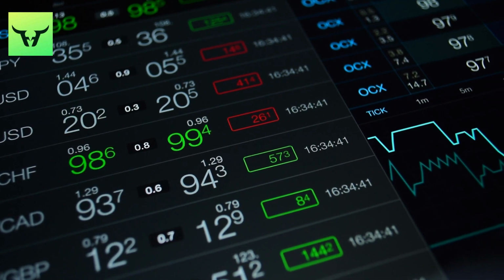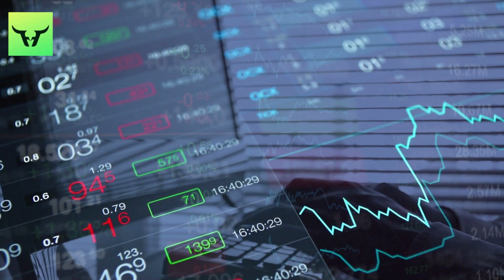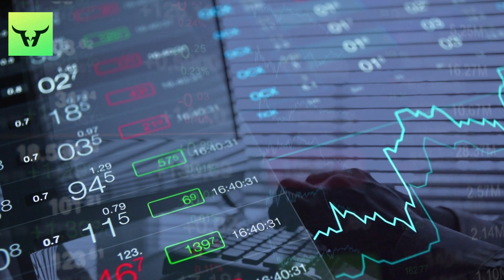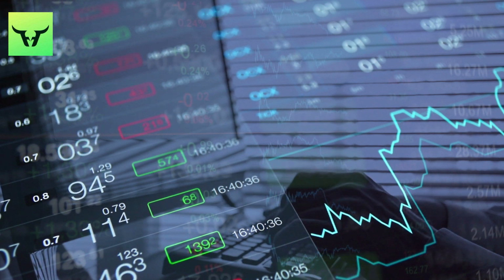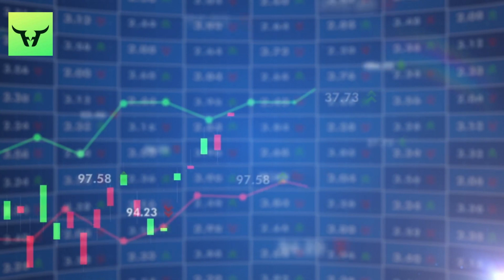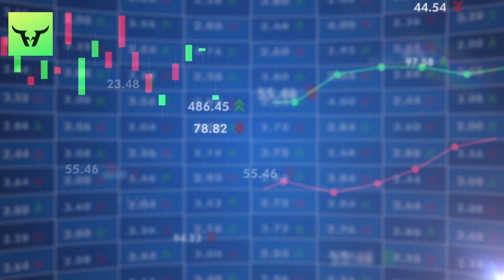G10 currencies. Okay, let's talk about the G10 currencies. These are the popular kids of the forex world, 10 of the most traded and liquid currencies worldwide. They are often traded, and their exchange rates are not significantly affected. It's like a relaxed party where everyone is invited.